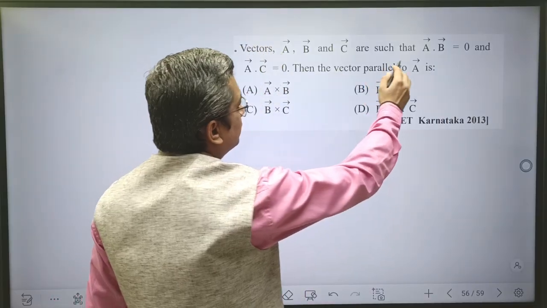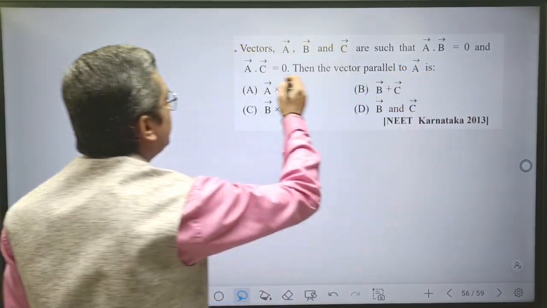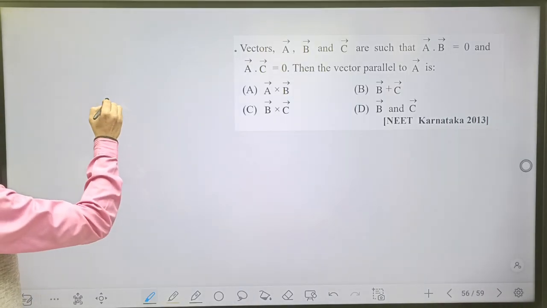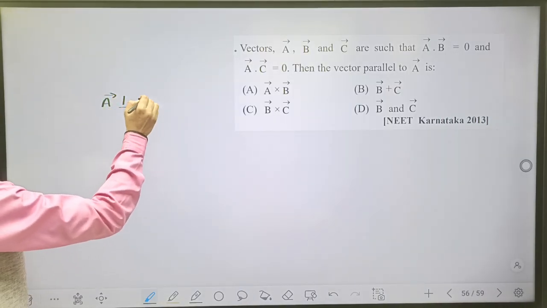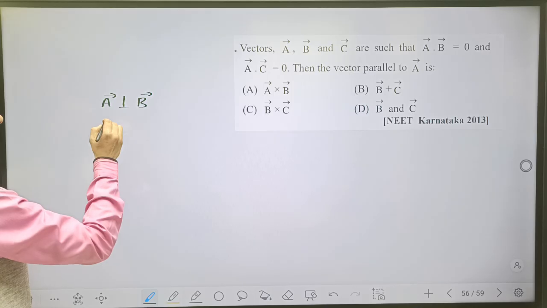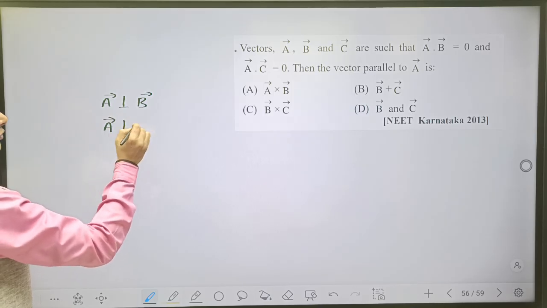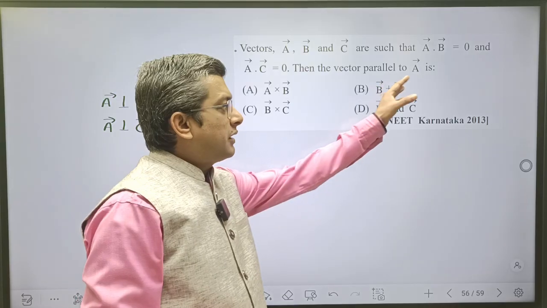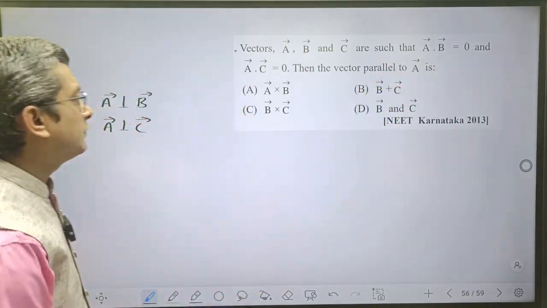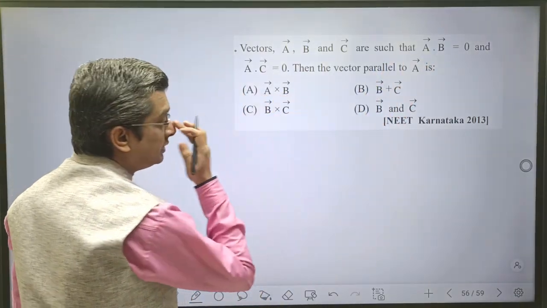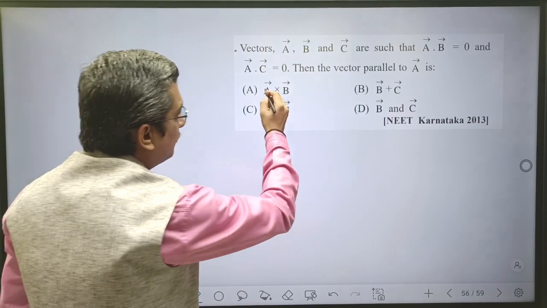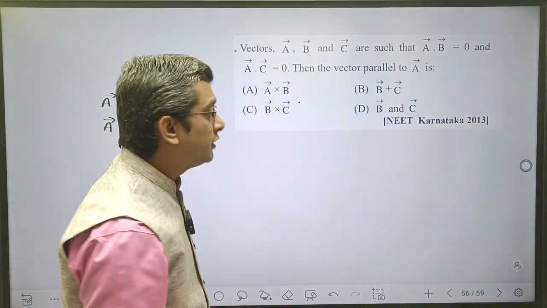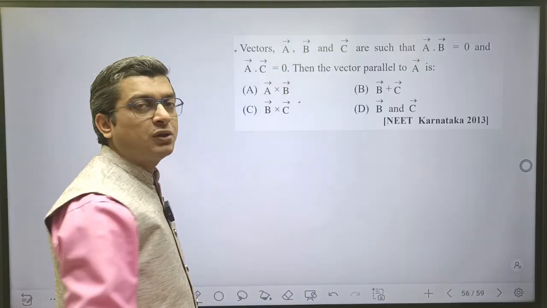Vectors A, B and C are such that A dot B is equal to 0 and A dot C is equal to 0. Since A dot B is equal to 0, it means that A is perpendicular to B, and A is perpendicular to C. So we have to find a vector parallel to vector A. The first option is A cross B. So dear students, whatever result you get from A cross B, it will be perpendicular to the A vector as well as the B vector.